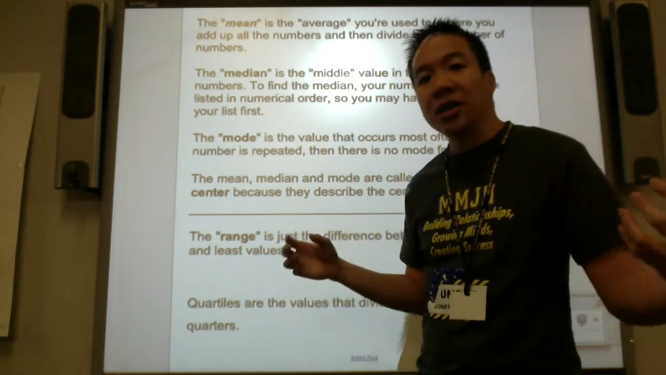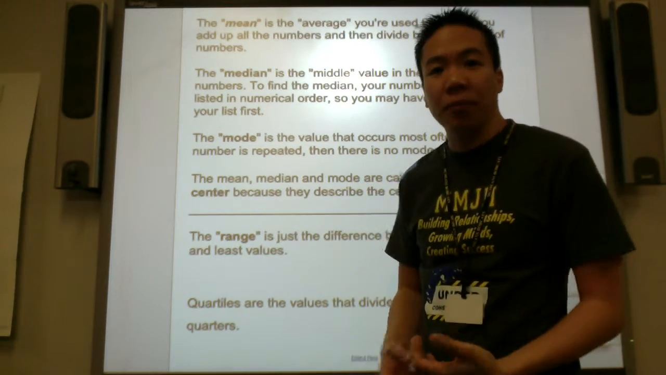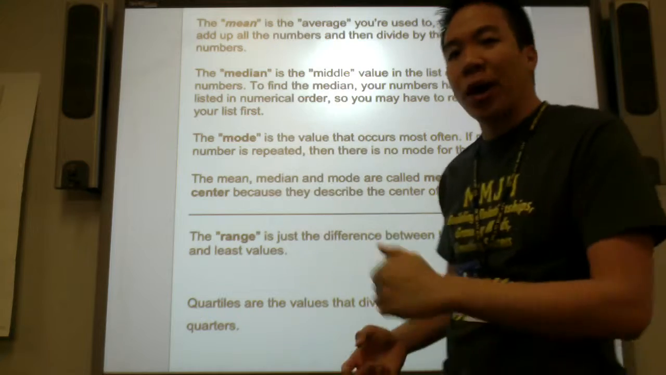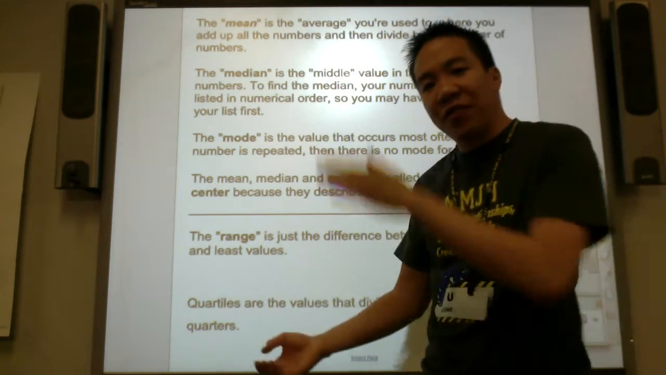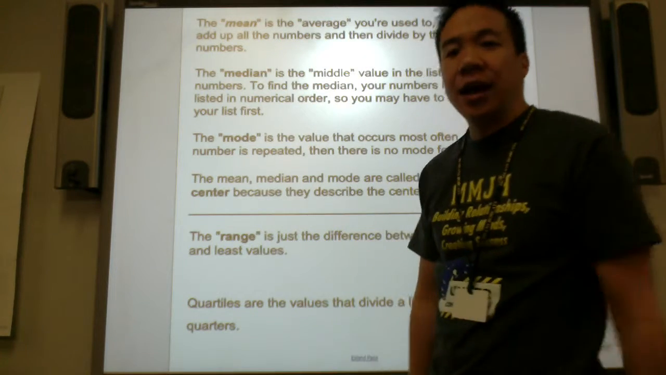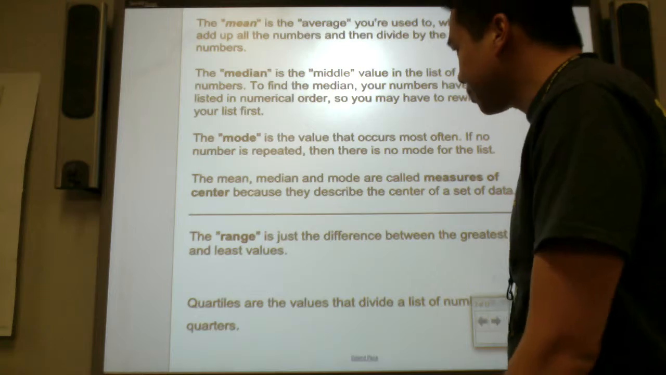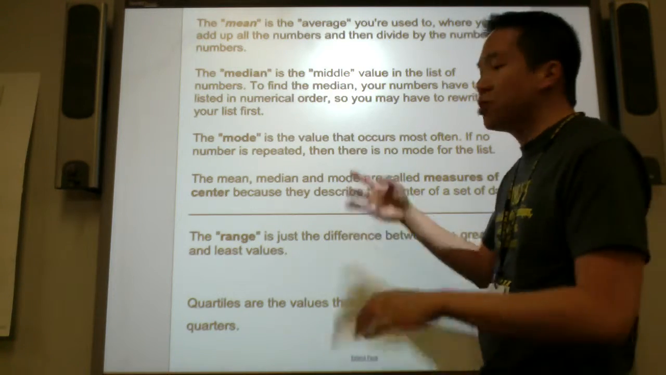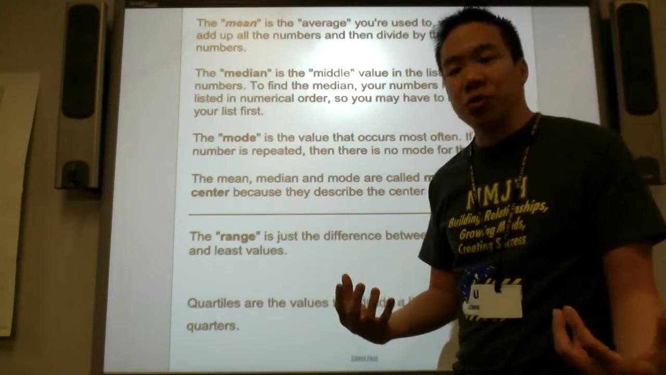It's where you take all the data, you add them all up, and then you divide by how many there are. Median is a halfway point. So you have your upper half and your lower half, and the median is right in the center. It's the halfway point. Mode is the most common, the number that is most repeated.